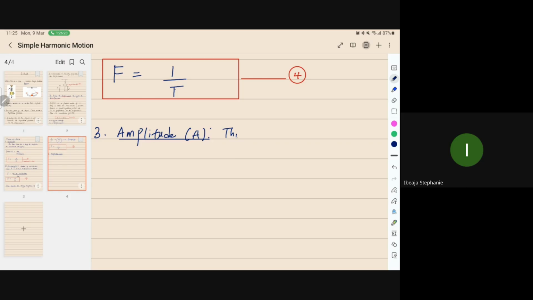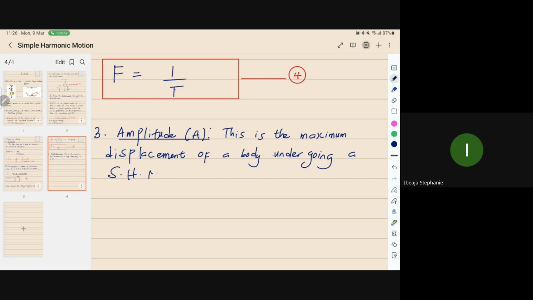So this is the maximum displacement, right, of a body undergoing a simple harmonic motion. I hope I can spell undergoing. Okay, undergoing a simple harmonic motion. So that's your amplitude, right?